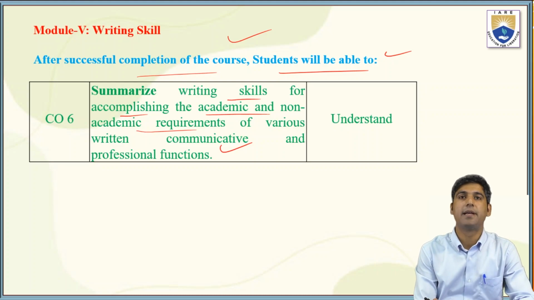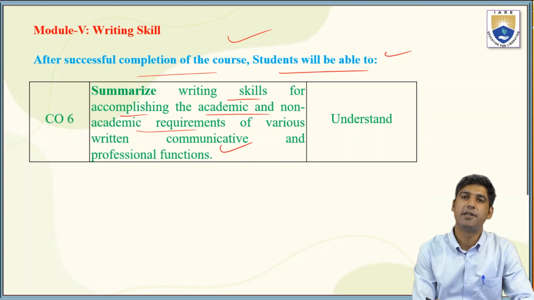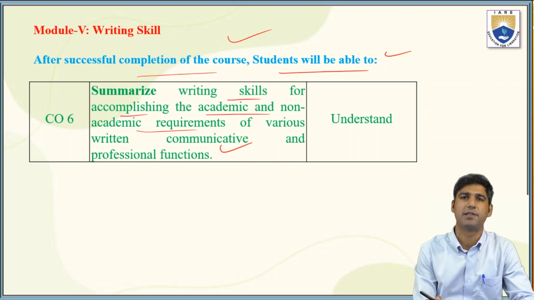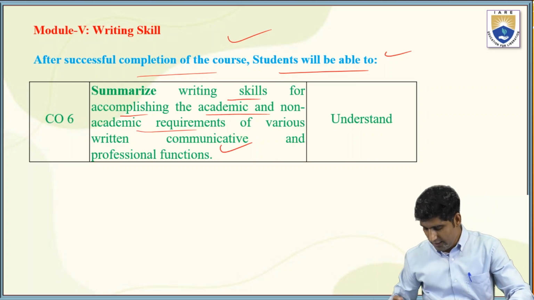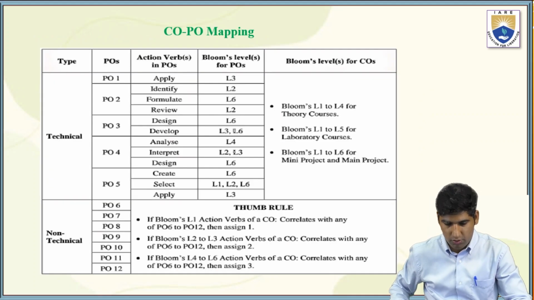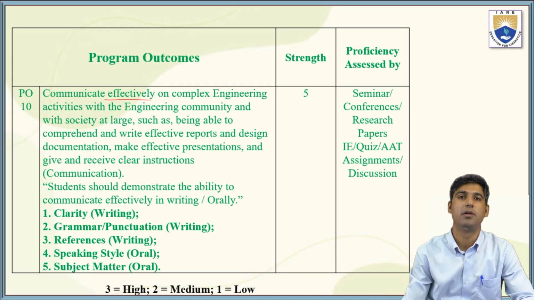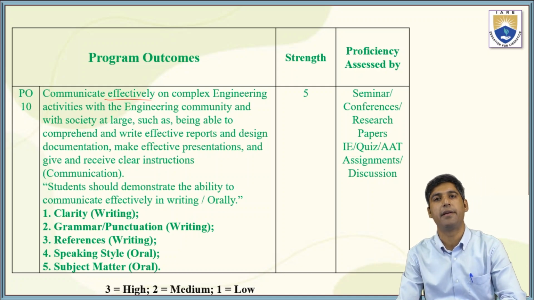So writing skill will make a student excel in both academic and non-academic circles when it comes to communicative and professional functions. Now let's go with the professional, let's go with program outcomes. These are the program outcomes: communicate effectively. You need to communicate effectively on complex engineering activities within the engineering society.